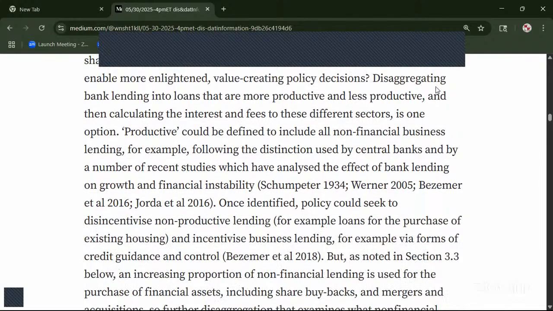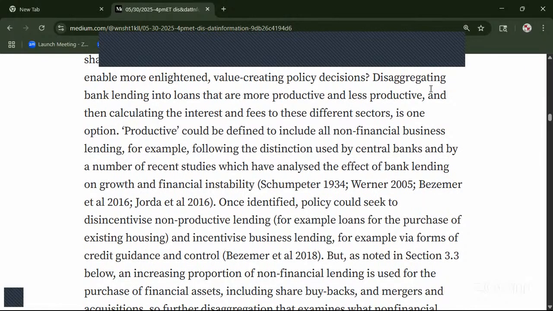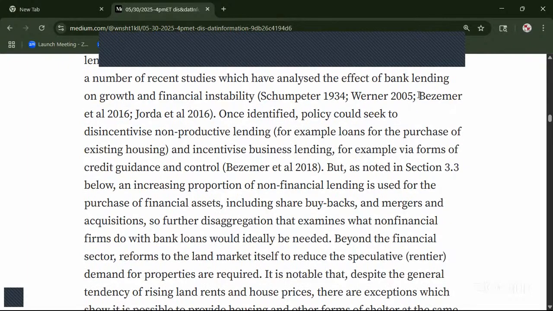Once identified, policy could seek to disincentivize non-productive lending, for example, loans for the purchase of existing housing, and incentivize business lending, for example, via forms of credit guidance and control. But as noted in section 3.3 above, I think, an increasing proportion of non-financial lending is used for the purchase of financial assets, including share buybacks and mergers and acquisitions. So further disaggregation that examines what non-financial firms do with bank loans would ideally be needed.